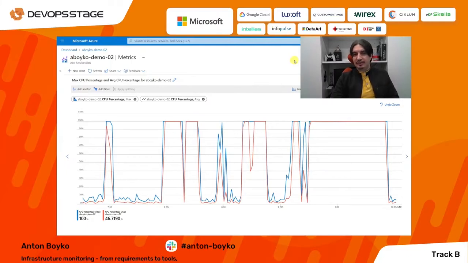That basically means that we don't have full control over the underlying infrastructure, and we also don't have full visibility of the underlying infrastructure. That means that from my Azure App Service, I can get only the CPU utilization. And as you can see here, I'm basically using the same metric, CPU percentage, with the aggregations max and average.